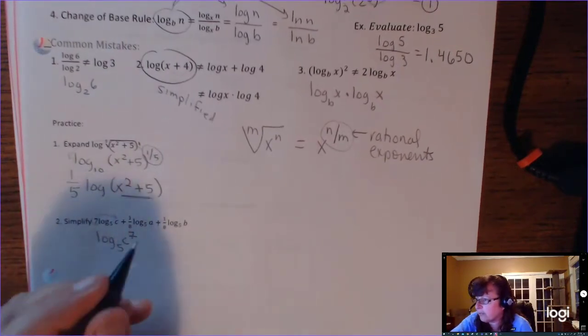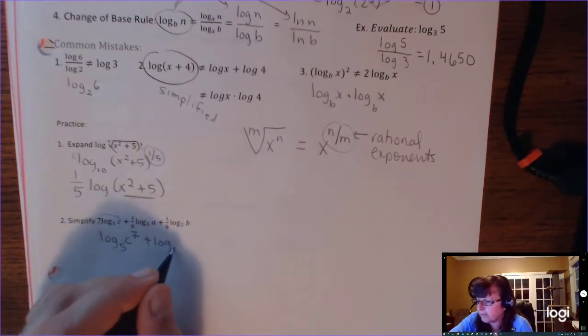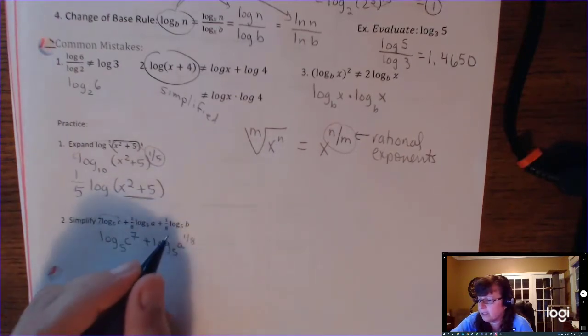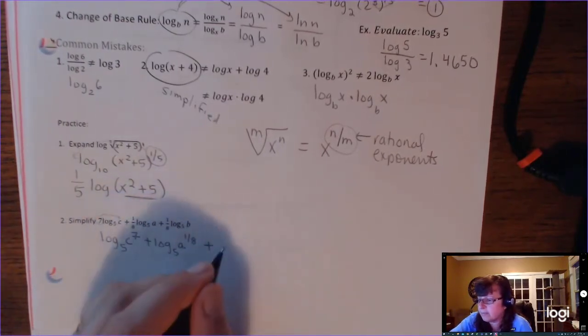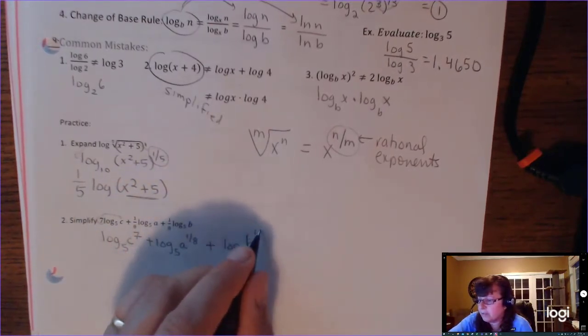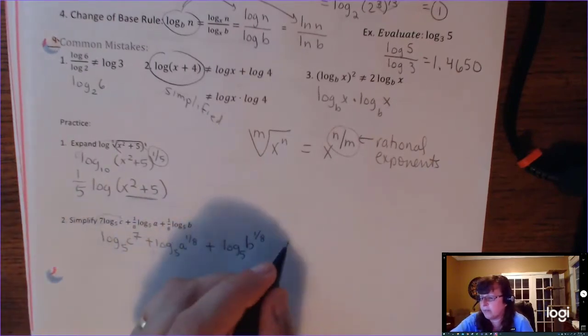Can you do the same thing with the next one? Yep, that would be log base 5 of a to the 1/8. Can you do the same thing with the next one? Yep, that would be log base 5 of b to the 1/8. So now we've used the power rule.